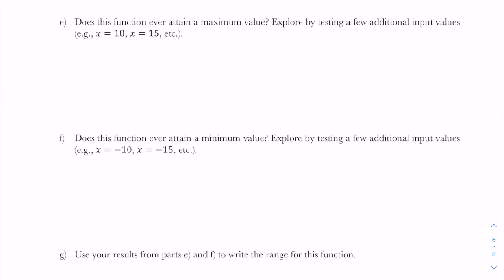Alright, does this function ever attain a maximum value? So let's sketch the function here to help us in our response. This is the general shape of the exponential function in part 2. Notice now that the behavior seems to be the reverse of what we saw before. As this function goes up and to the left, the y values keep getting bigger and bigger. So once again, there is no maximum value. The y values approach infinity.